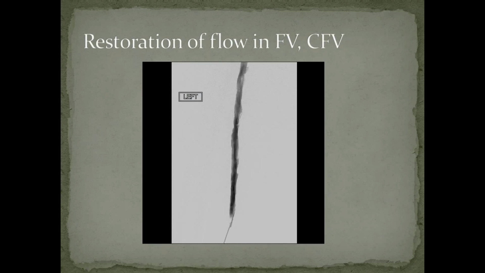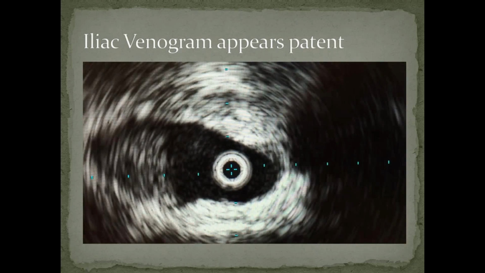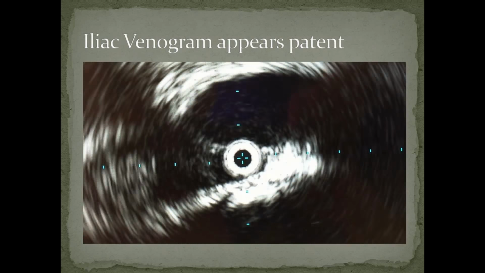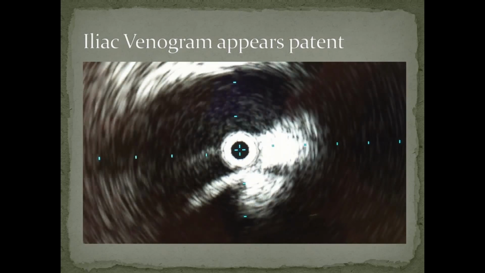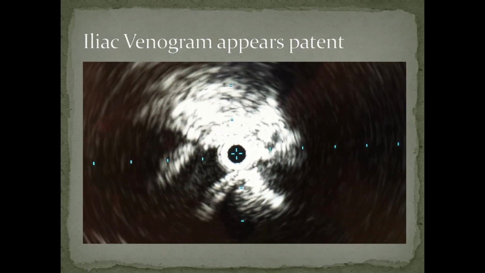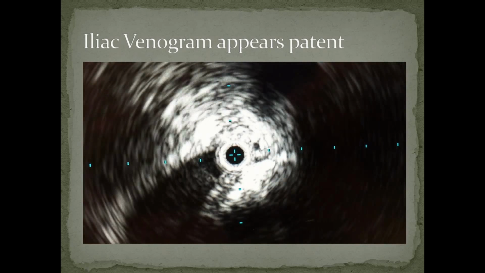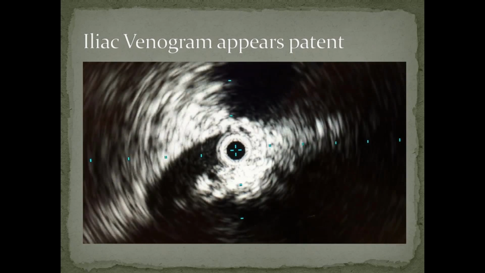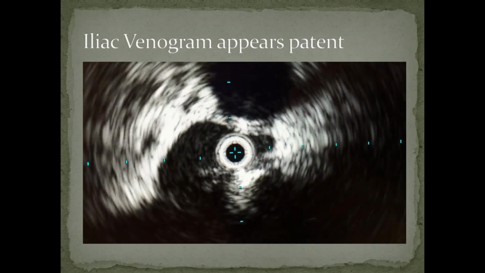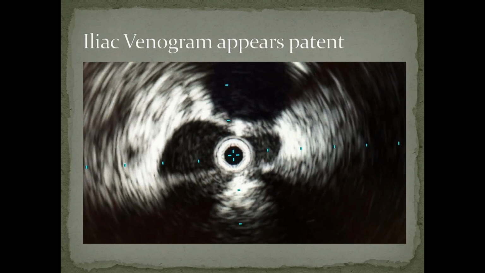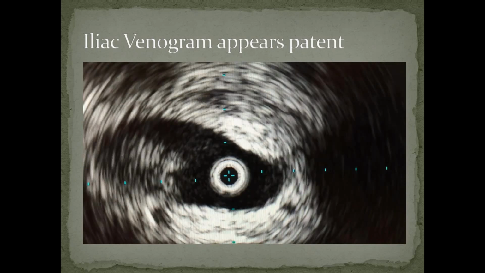After that, we have restoration of flow in the femoral vein and common femoral vein. And then after that, we look at the intravascular ultrasound, as I mentioned. This IVUS catheter is actually in the inferior vena cava, and it's not playing 100% like I like, but this is the left common iliac vein being fully compressed at this level by the artery, which is at 12 o'clock.